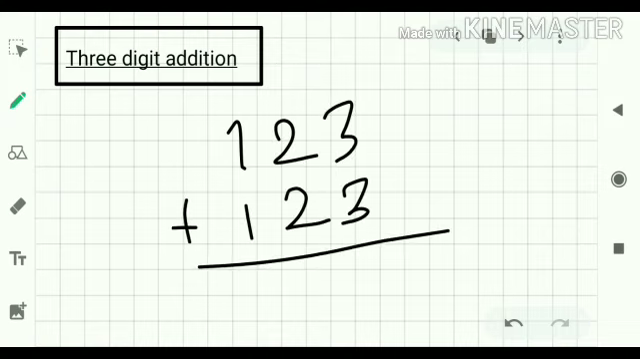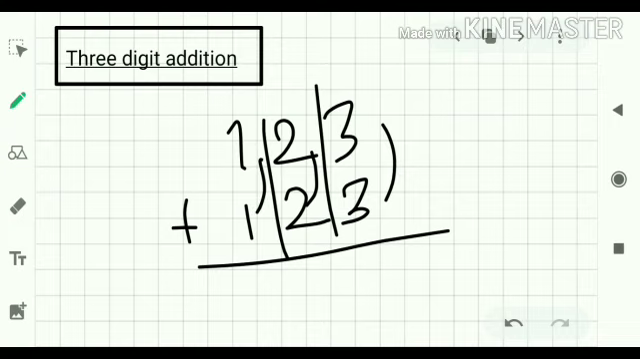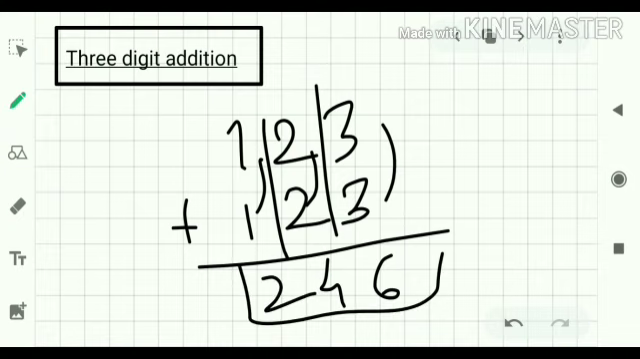The common approach is that everybody adds in this manner: units with the units, tens with the tens, and the hundreds with the hundreds. So 3 plus 3 is 6, nothing to carry. 2 plus 2 is 4, and 1 plus 1 is 2. So this is your answer. What if we have a better approach to solve these kinds of sums? Now let us see what that approach is.